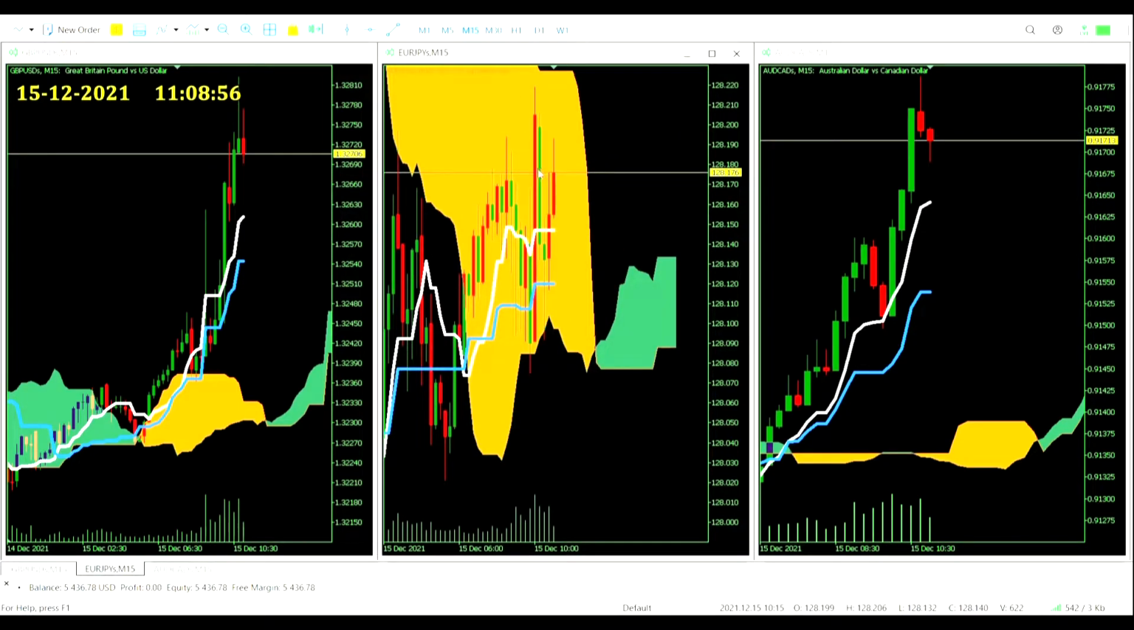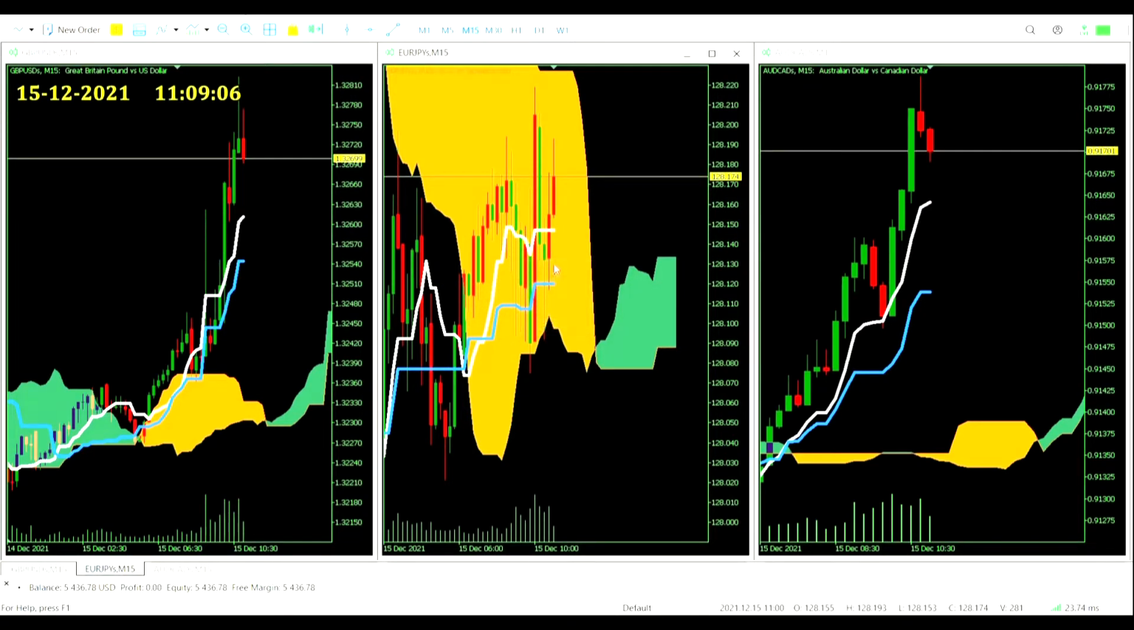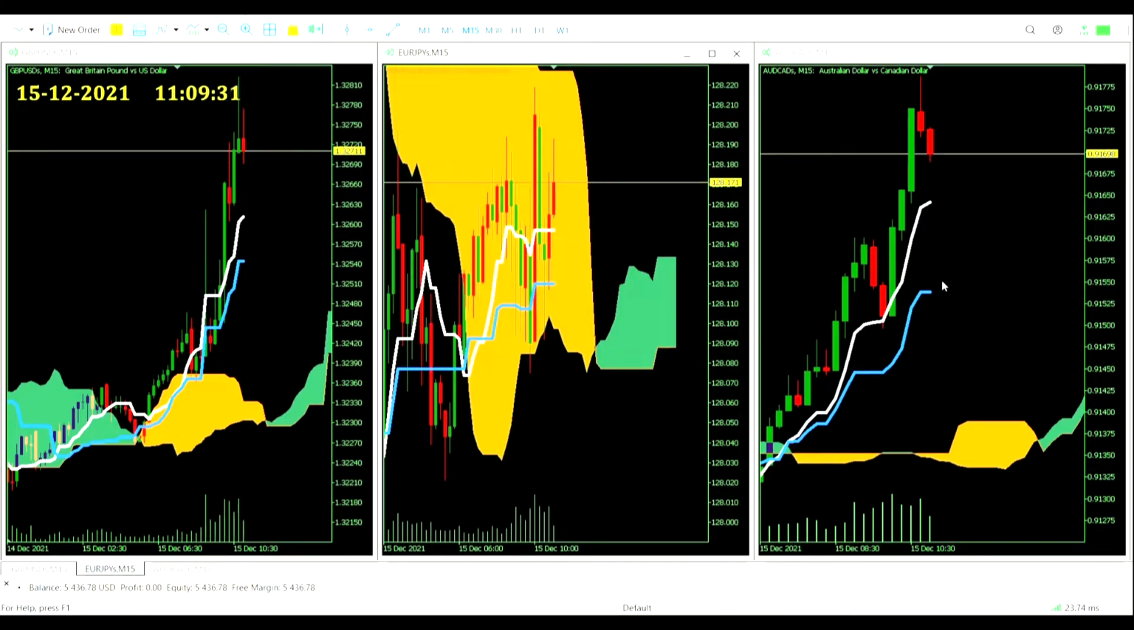The Euro-Japanese yen currency pair is in the middle of a massive cloud. Since 6:15 this morning, it has been stuck in there, every open and close inside the cloud. That's a big one. It should emerge from there in an hour or two. Meanwhile, the Australian dollar, Canadian dollar, completely opposite. Not a cloud in sight, very narrow down there.